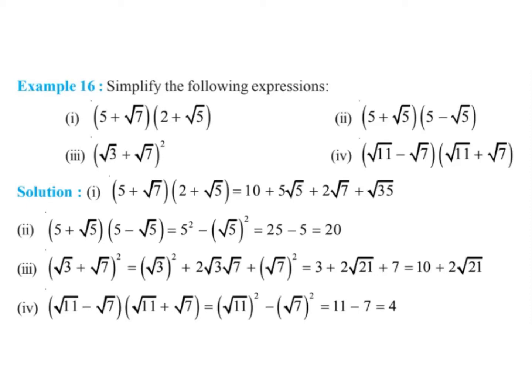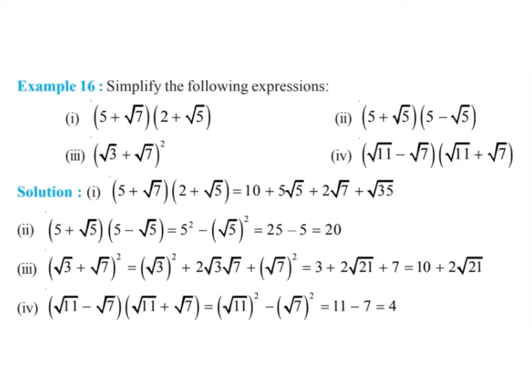Second one is (5 + √5)(5 − √5). Now here you can see that it is of the form (a + b)(a − b). So we can use the identity (a + b)(a − b) = a² − b². So it will be 5² − (√5)². 5² is 25 and (√5)² is 5. So 25 − 5 is equal to 20.